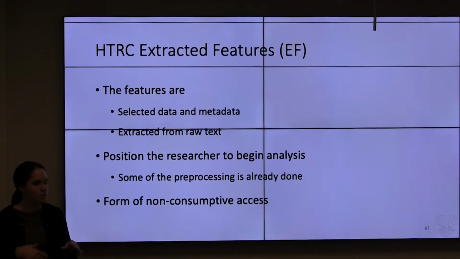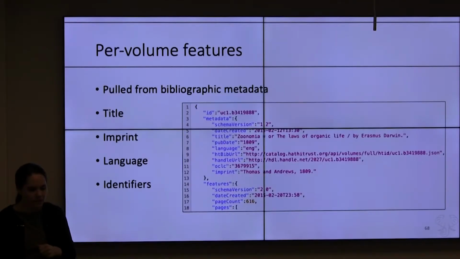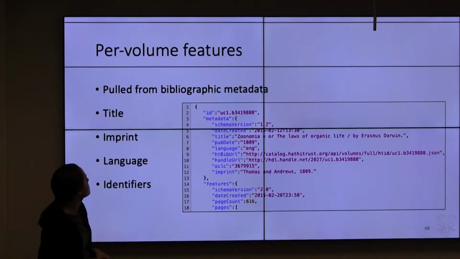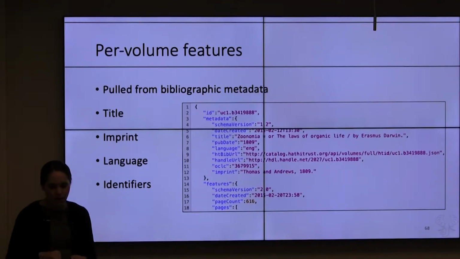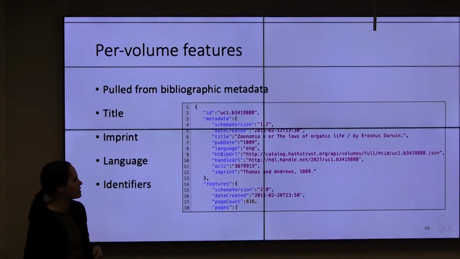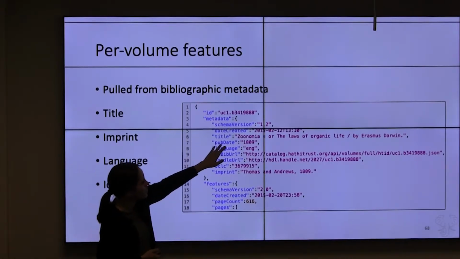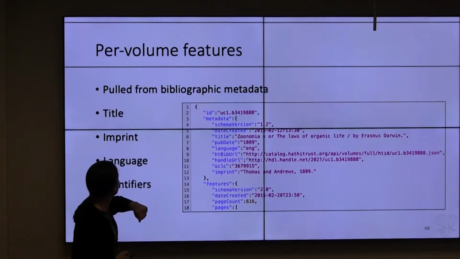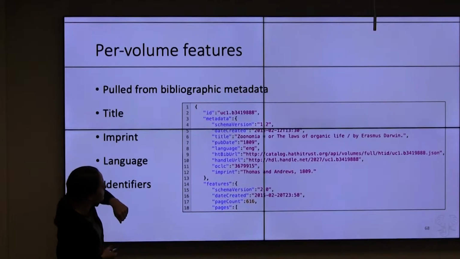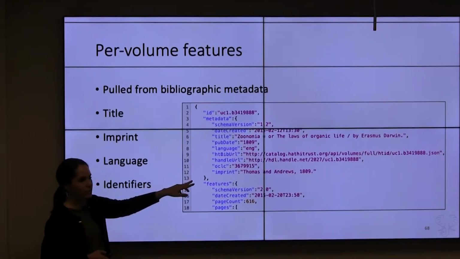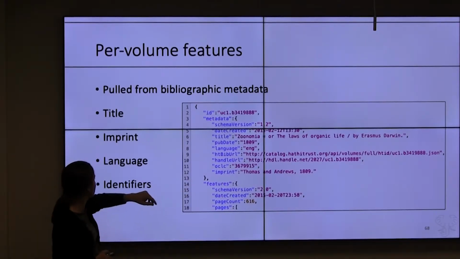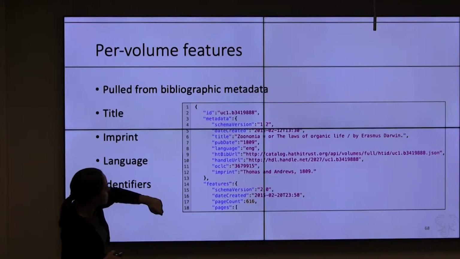So there's no restrictions based on rights access. Some of the per volume features that you'll find are primarily pulled from the bibliographic metadata, so it includes things like the title, Eunomia, or the Laws of Organic Life. You'll see that there's imprint information, which often correlates with the author. You'll see that there's a language tag.